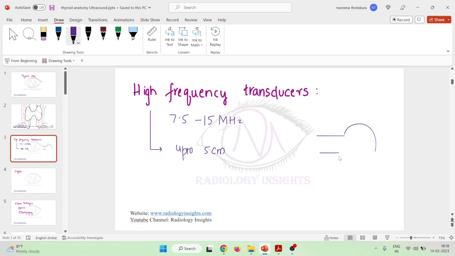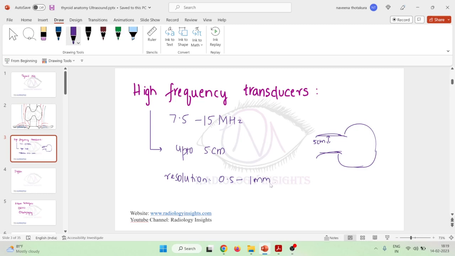So if this is the neck, and the patient's neck has been extended, these high frequency transducers will provide a depth of around 5 centimeters. So we will have high definition images, and the resolution of these high frequency transducers is around 0.5 to 1 millimeter. So these high frequency transducers will provide a better image of the thyroid.